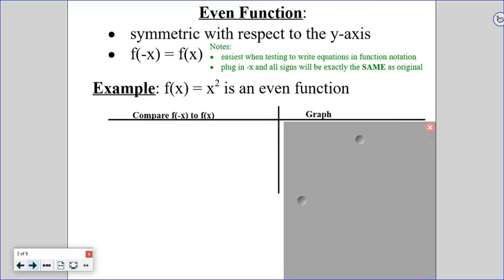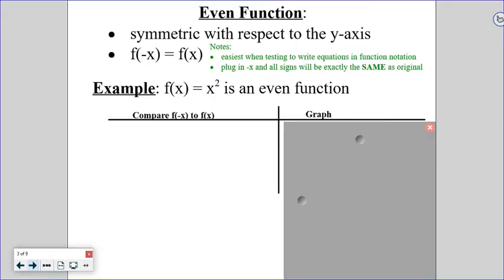So let's talk about each of these different categories of functions. An even function is symmetric with respect to the y-axis. So if it has y-axis symmetry, we would be able to call it an even function.